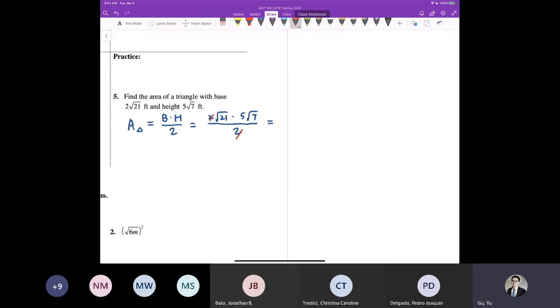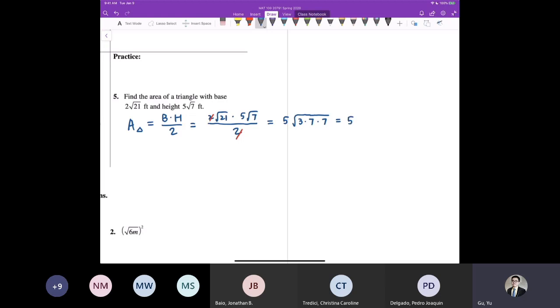So we simply have radical 21 times 5 radical 7. The next step I'm going to do is put the 5 in the front and then combine the radical numbers. You have radical 21 times radical 7. And for radical 21, I'm going to rewrite that as 3 times 7. And then you have that radical 7 together. So now you can see that I have a perfect square inside.